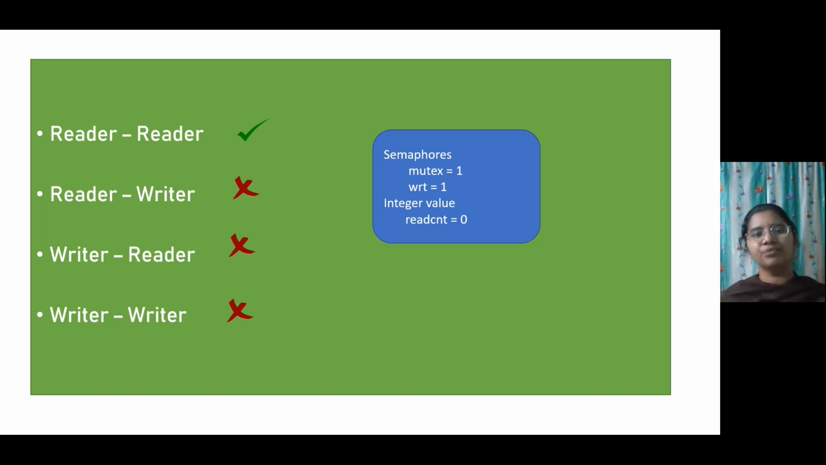And another variable is the integer value, which is the read count. Here we use the mutex to make sure that the read count value is not updated simultaneously. Whenever we want to make changes to the read count, we'll get hold of the mutex so that no two processes will be able to update the read count value simultaneously. And the write semaphore is shared data for both reader and writer. It is most responsible for writing.